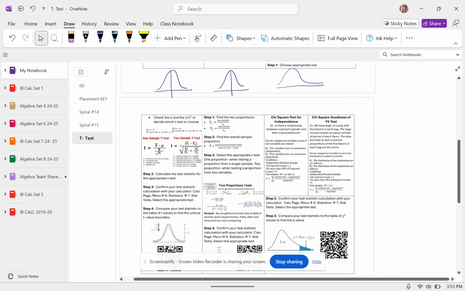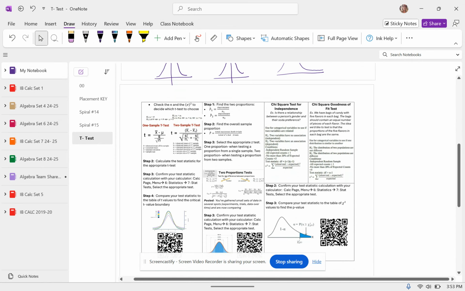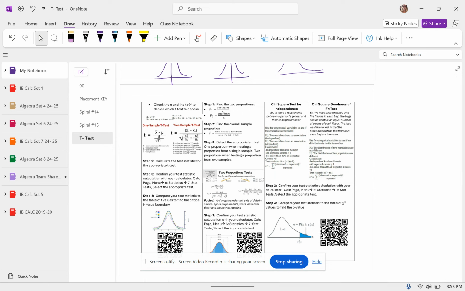Okay, so now we're going to calculate our test statistic and kind of quantify our results. First you want to check the n and the variance to decide which t-test to use. If you are just doing a one sample t-test, you don't need to compare the variance and the n's, but if you're doing a two sample t-test, you want to have a matching number of n's so that way you can pool your data.